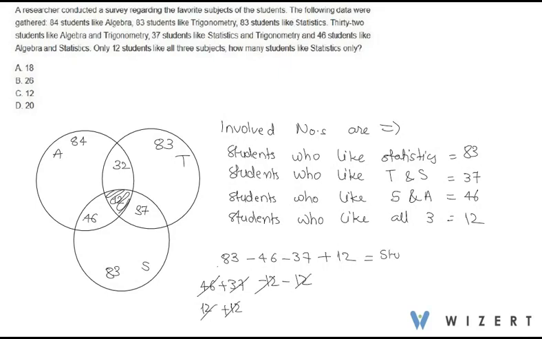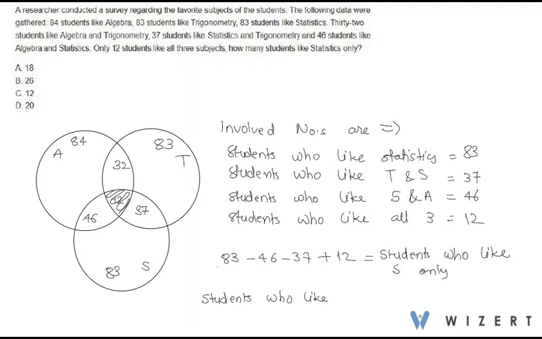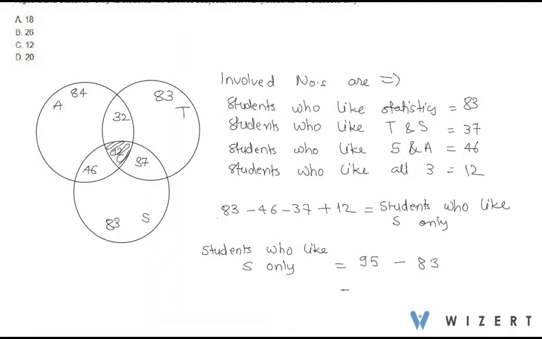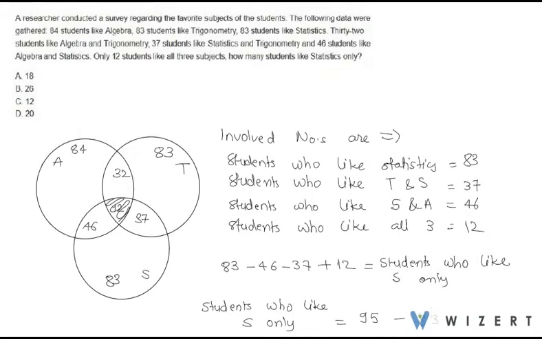Now this represents students who like statistics only. Now this is a complete equation. Let's solve this. So students who like statistics only is equal to 83 plus 12, which is equal to 95 minus 46 minus 37. So 46 plus 37 is 83. So that is equal to 95 minus 83, which is 12. So students who like statistics only is 12. Number of students is 12. So let's see what are the options. Yes, answer is option C, 12.